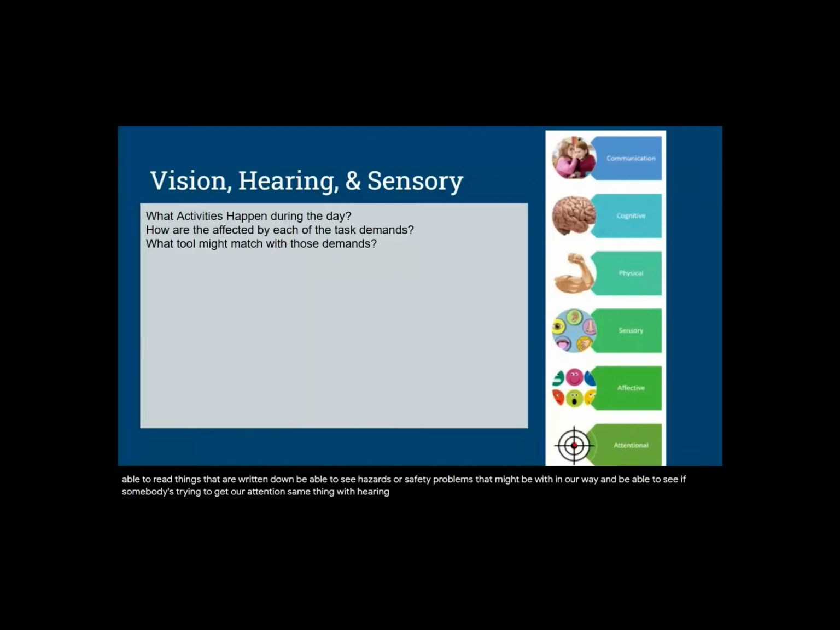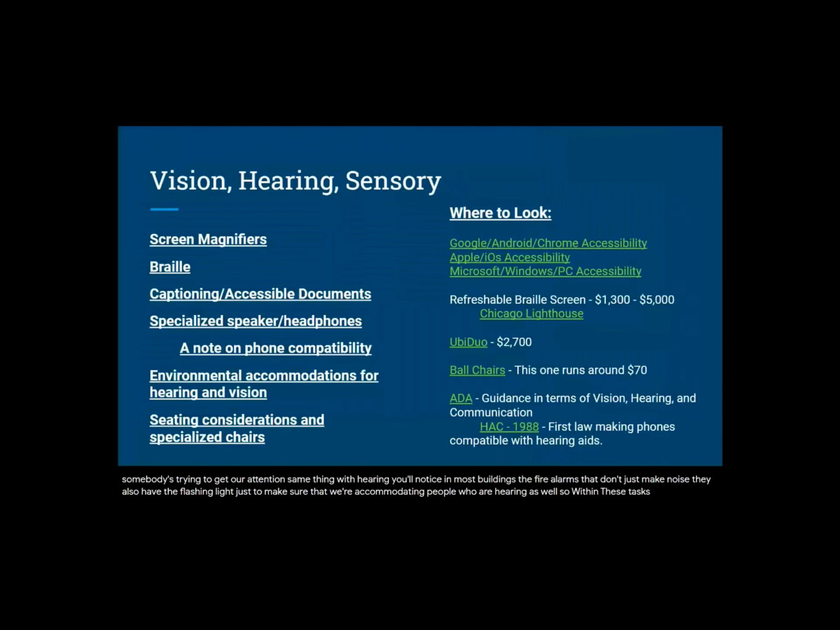Same thing with hearing. You'll notice in most public buildings that you go into, they have fire alarms that don't just make noise, they also have flashing lights, just to make sure that we're accommodating people who are hard of hearing as well. So within these tasks and demands, there are a lot of really specialized things, and this is where we're talking money.